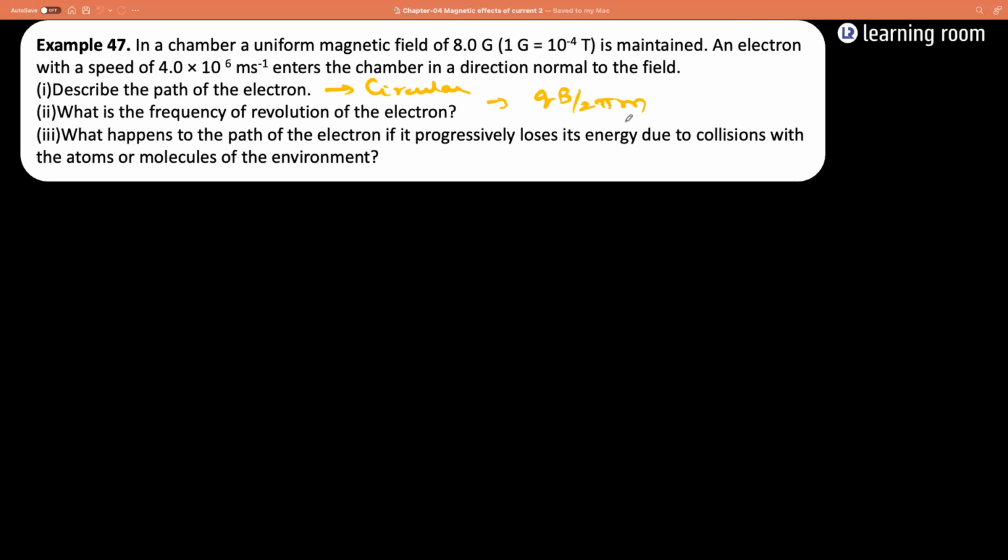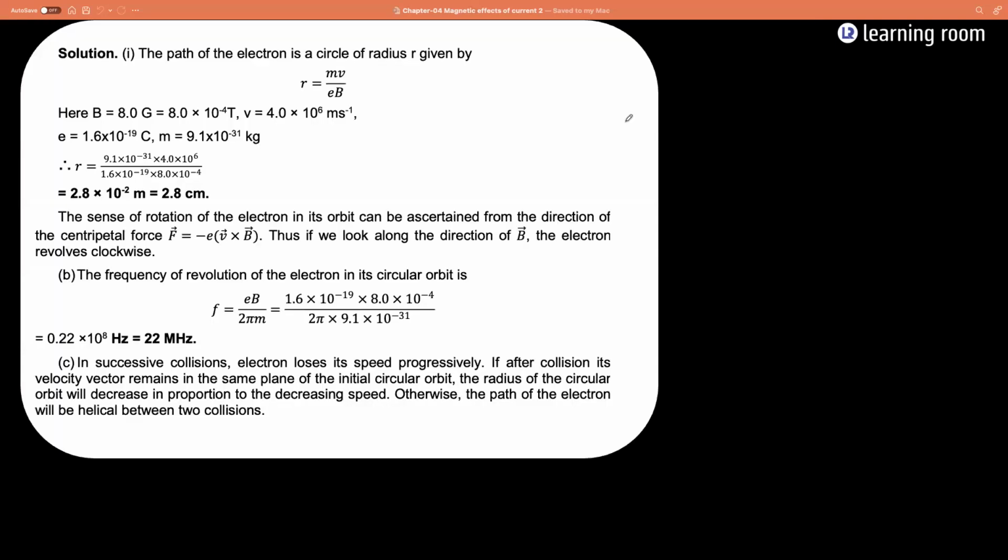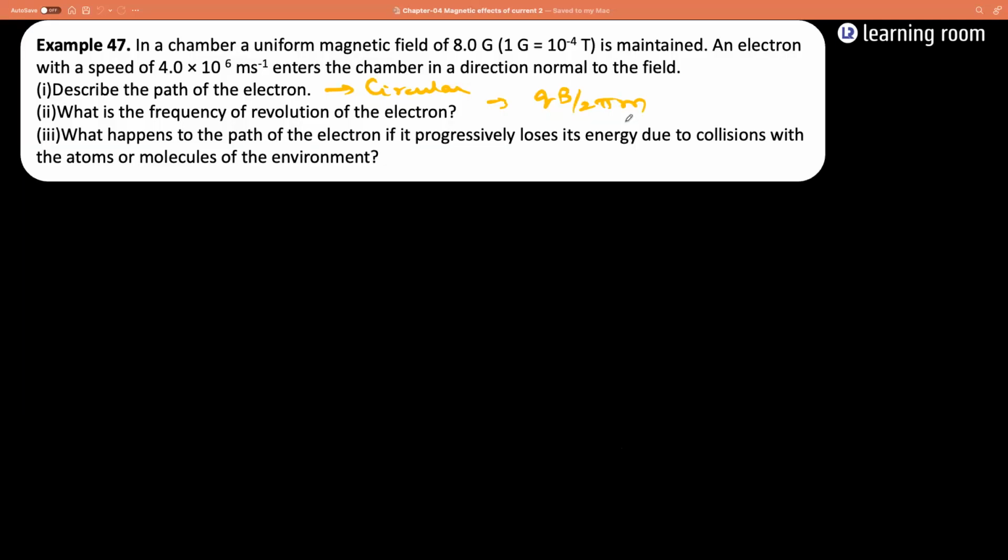What happens to the path of the electron if it progressively loses its energy due to the collision with the atoms or molecules in the environment? It will follow a spiral path, right? When collisions are undergone, its energy is going to decrease. Due to the decrease in velocity, the radius will decrease. So when the radius decreases, it starts moving in a spiral path. Are you able to understand what I'm saying?